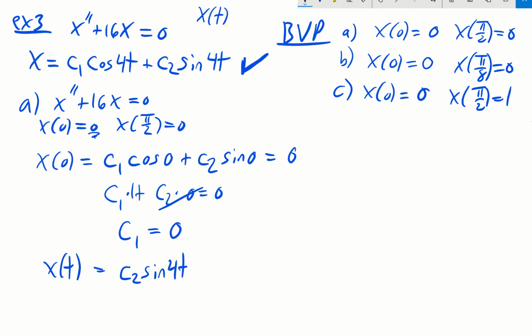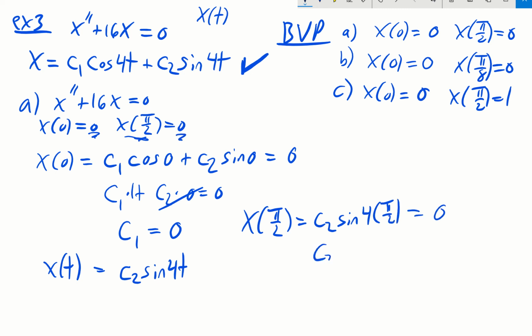And now let's plug in our second boundary value. We want x of pi over 2 to be equal to c2 times the sine of 4 times pi over 2. And this should have the value of 0. That tells us that c2 times the sine of 2 pi equals 0. Well, the sine of 2 pi is 0. And so we end up getting 0 equals 0.